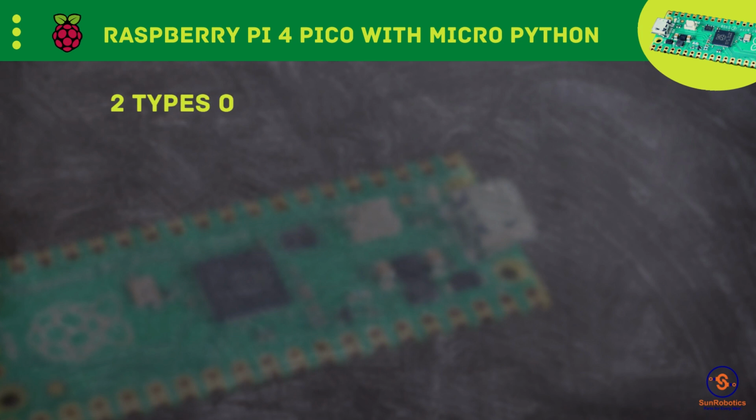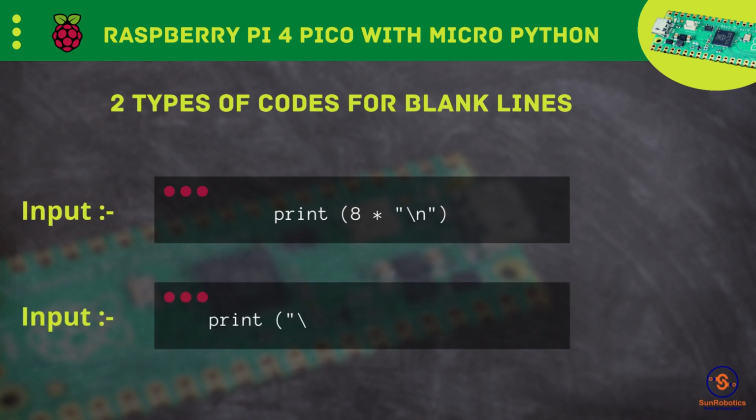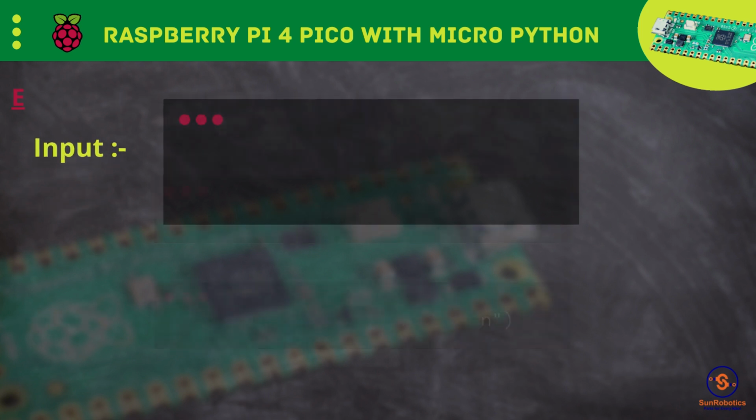Now I want blank lines. Actually, there are two types of code you can type for a blank line. 1. print(8 * "\n"), where 8 is the number of blank lines. Or 2. print("\n\n\n\n\n\n\n\n"). Let's see an example.